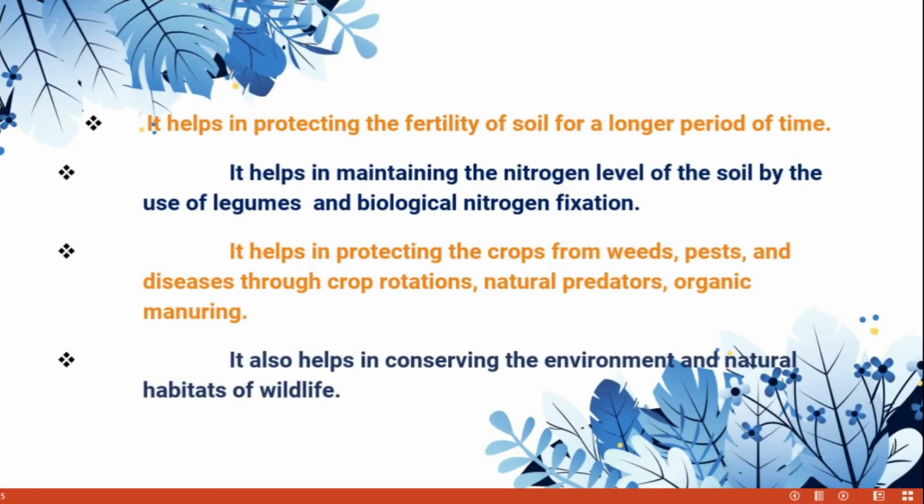What are the benefits if you are following organic farming? It helps in protecting the fertility of the soil for a longer period of time. We can save the soil quality as good and fertile. And it helps in maintaining the nitrogen level. We have to maintain the nitrogen level of the soil by using legumes and biological nitrogen fixation. Whenever crops or plants grow, the plants need three essential nutrients: nitrogen, phosphorus, and potassium. It helps in protecting the crops from weeds, pests, and disease through crop rotation, natural predators, and organic manuring. It also helps in conserving the environment and natural habitats of wildlife.